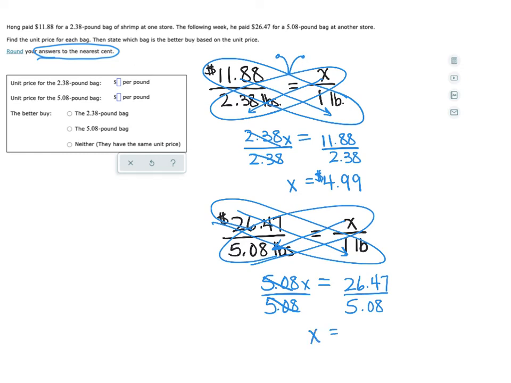And using my calculator, I find that the answer is 5.210. Because we are rounding to the nearest cent still, because we're in money, it's 5.21. And that is our dollars per pound. So if the 2.38 pound bag is $4.99 per pound, and the 5.08 pound bag is $5.21 per pound, I can clearly see that I pay less per pound from the 2.38 pound bag. I'll check that mark and submit my answer.